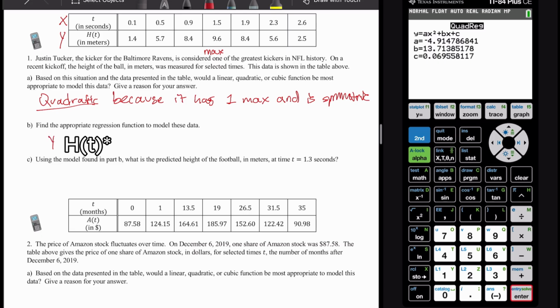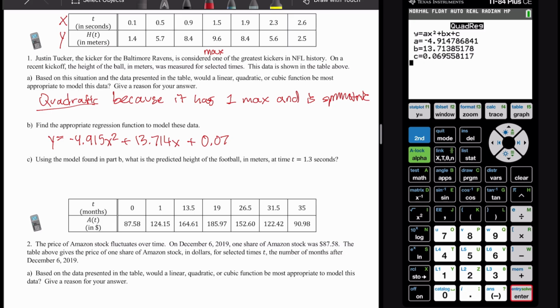So y is equal to, and for pre-calc you want to round to the thousandths, or the third decimal place. So negative 4.9147 goes to 5. Oops, I forgot the x squared. Make sure you add those. Plus 13.7138 rounds to 4, and then x plus 0.0695 rounds to 10, and so the 10 makes the 6 a 7. Okay, that would be our equation.